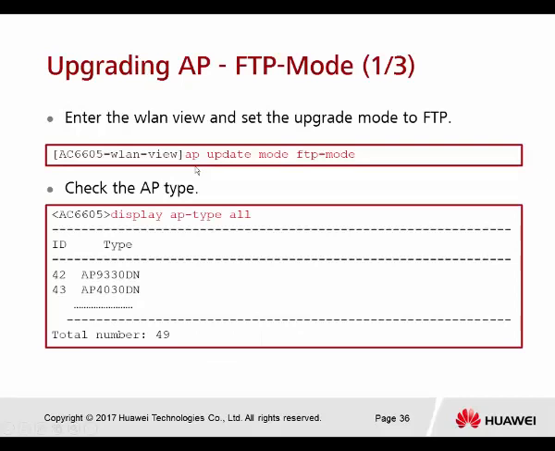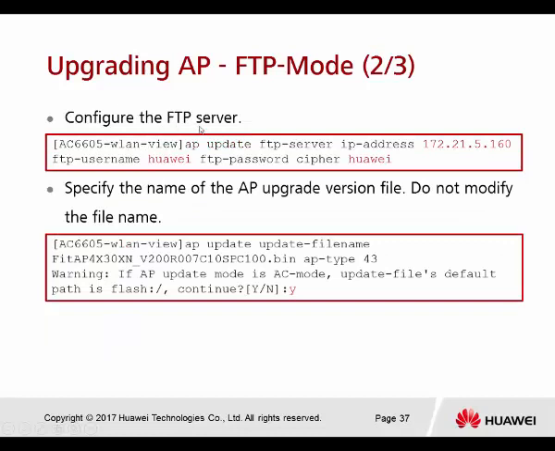Here are some of the command lines for doing the AP upgrade through the FTP. Just enter the controller's WLAN view using the command ap update mode ftp. Then use display ap type all. Right here it will show you all the type IDs inside the WLAN. The next one is to configure the FTP server: ap update ftp-server. Because right now I'm doing the FTP mode, that means all my APs connect to the FTP directly. It's not downloading from the controller. It's downloading from the FTP.